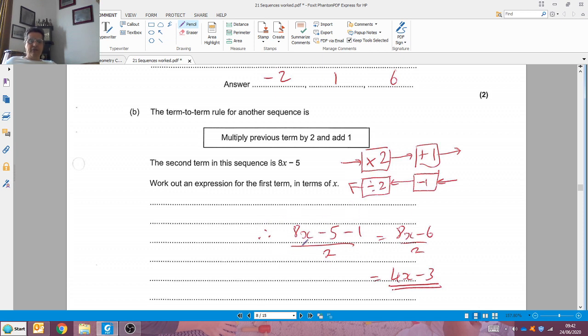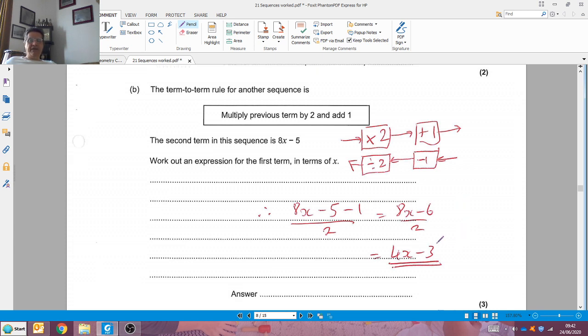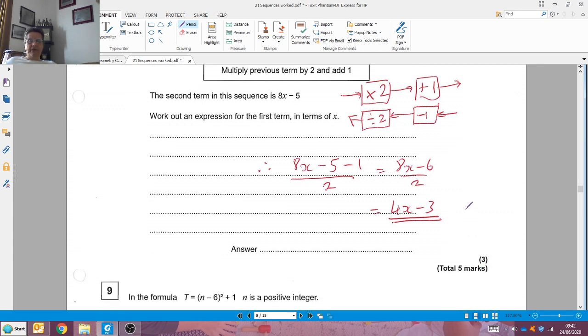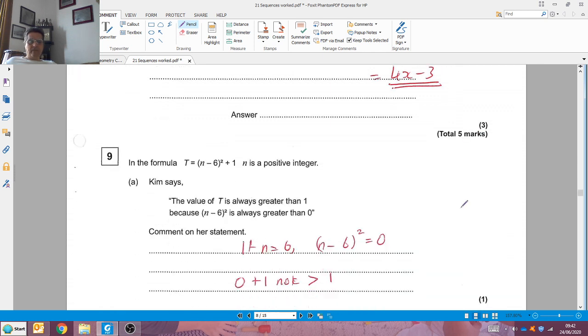So here's the setup. That's complete. That's a division line. It includes the minus 1. And so I get 8x minus 6, because minus 5 take away another 1 is minus 6. Then halve it. That gives us 4x minus 3. And there it is, 3 marks. Tricky.